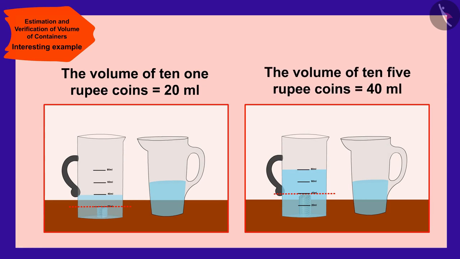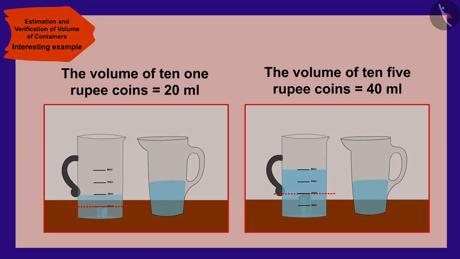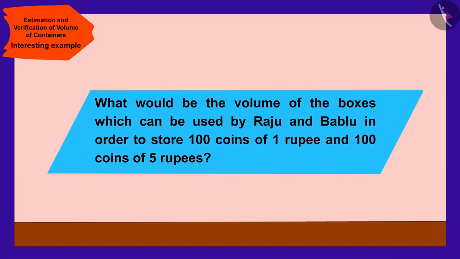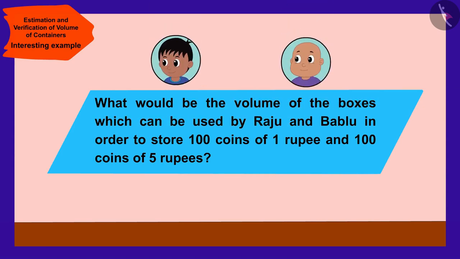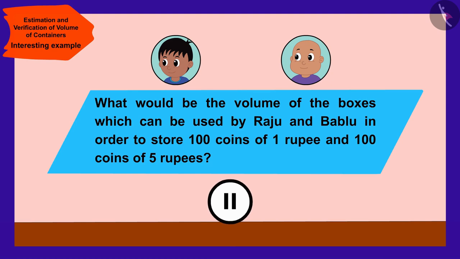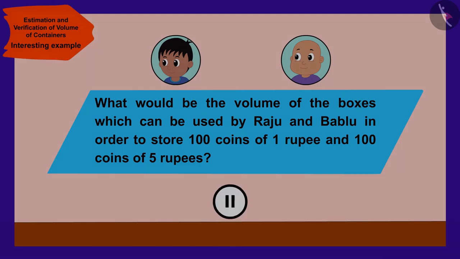coins is 40 milliliters. Children, can you now find out what would be the volume of the boxes which can be used by Raju and Bablu in order to store 100 coins of 1 rupee and 100 coins of 5 rupees? If you wish, you can stop this video and think of the answer.